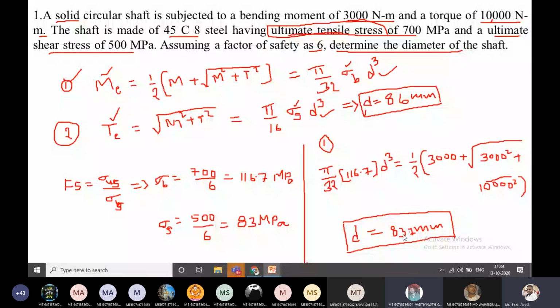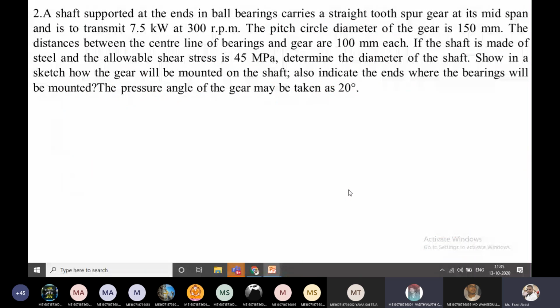because you are substituting the values here directly. See here, you are substituting the 3000 here. 3000 is given in Newton meter, 10,000 is given in Newton meter. So that's the reason your answer will come in terms of meter. That meter you need to convert into mm, because in design of machine elements or machine design, all values should be in mm only. Remember this blindly. All values should be in mm.